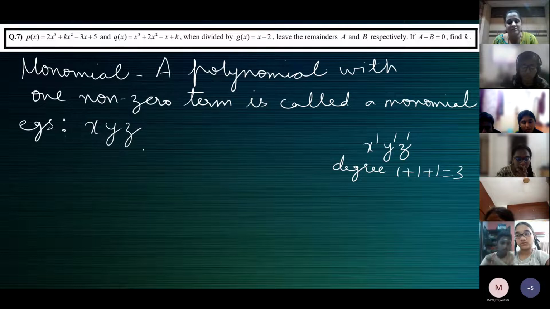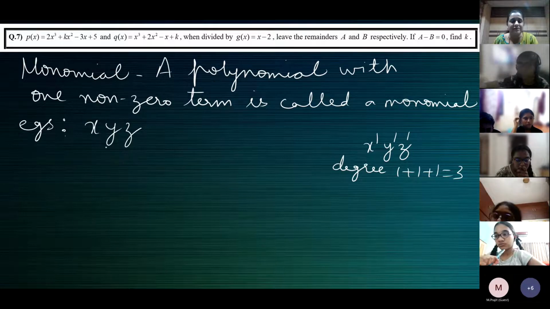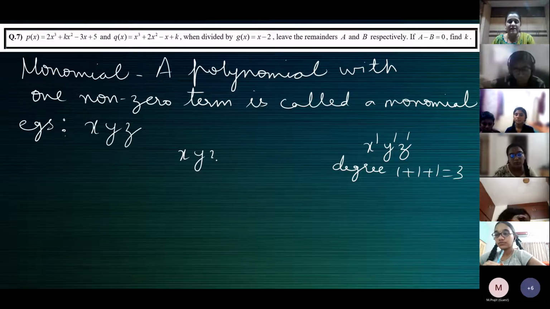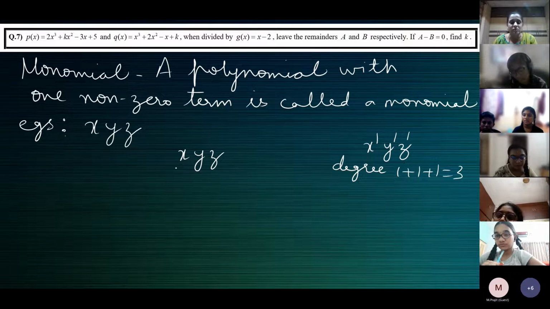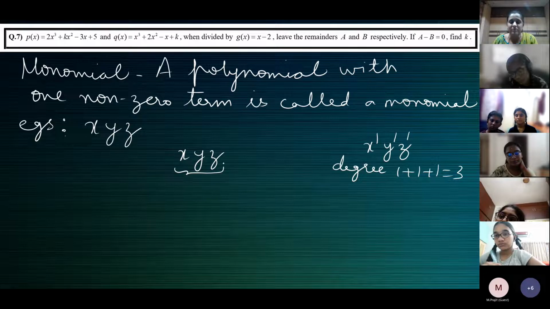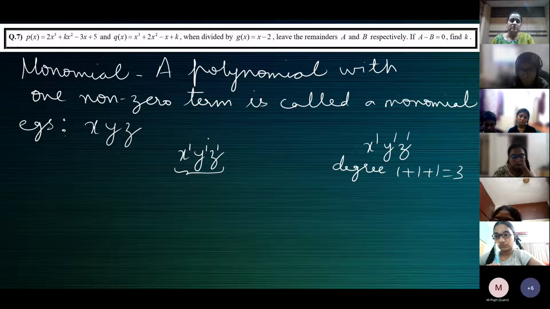Monomial meaning single term. This is only one term. And what are the variables involved in this term? X, Y, and Z are the variables involved in this term. And when one term has more than one variable, how do you find the degree? You should find the sum of the powers of the variables involved.